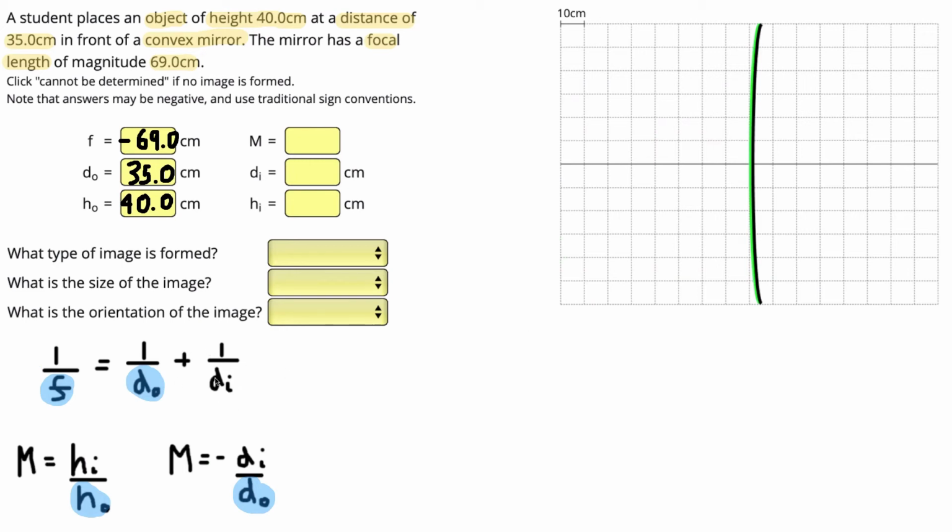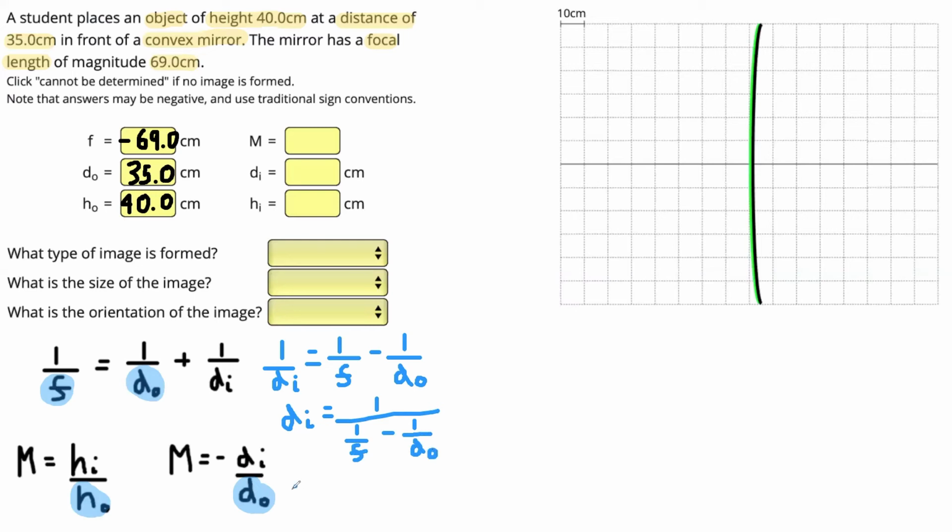First, I'm going to need to rearrange it to get distance of the image on its own. So to do that, I'm going to subtract 1 over distance of the object from both sides of my equation. So I'm going to get 1 over distance of the image is equal to 1 over the focal length minus 1 over the distance of the object. And now to get distance of the image, because we have the reciprocal, or 1 over, to start with, I'm going to need to do 1 divided by both sides of my equation. So distance of the image is going to be equal to 1 divided by 1 over the focal length minus 1 over the distance of the object.